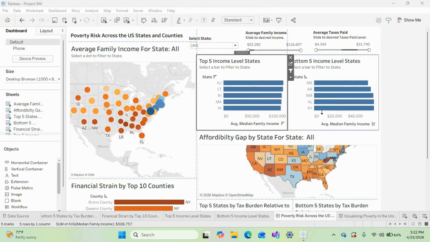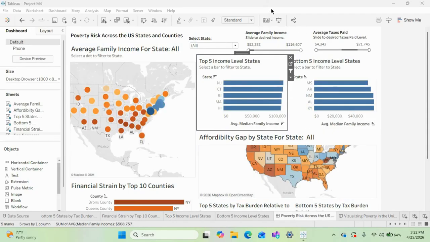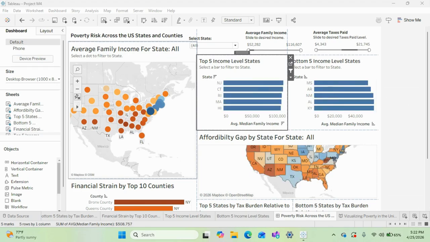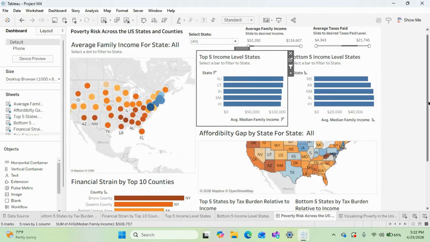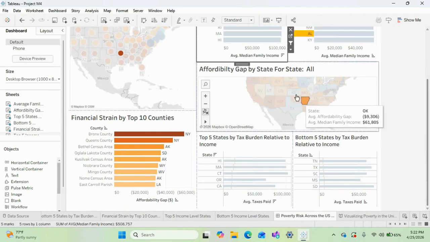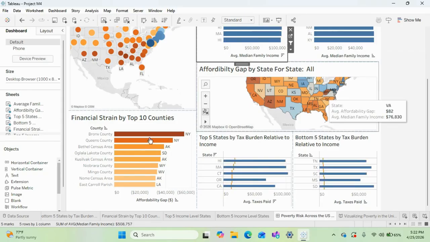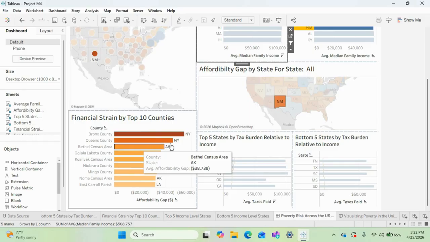Okay, so now we're taking a look into my dashboard. My dashboard does consist of a lot of information here. We start off with the average family income sheet, and then I have the top five and bottom five for better visualization. And then here we have the affordability gap, which helps a little more. It's a comparison that's more in depth because I break it down by the counties.